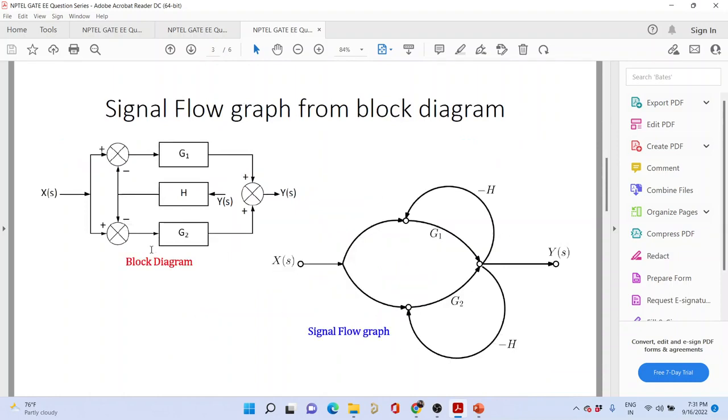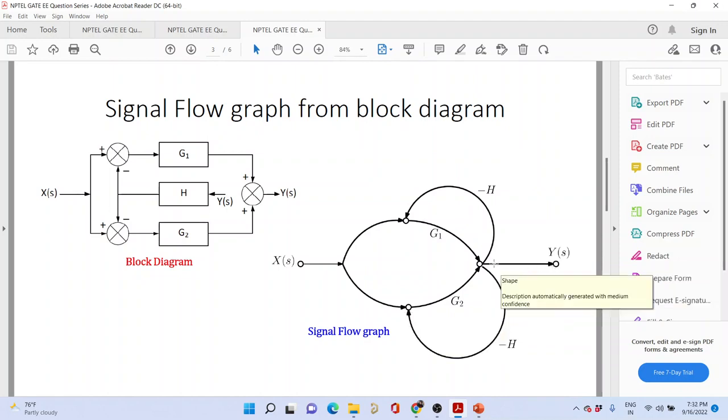The first step is to convert this block diagram into a signal flow graph. I don't think either of the answers was correct. Anyways, let's see. If I do the signal flow graph, what we find is there are two forward paths, one through G1 and another through G2. From the output point there is a feedback signal which has a gain of minus H, so you have a minus H over here. Similarly, over here also you have minus H. So there are two such loops, and from here you get the output Y of S.